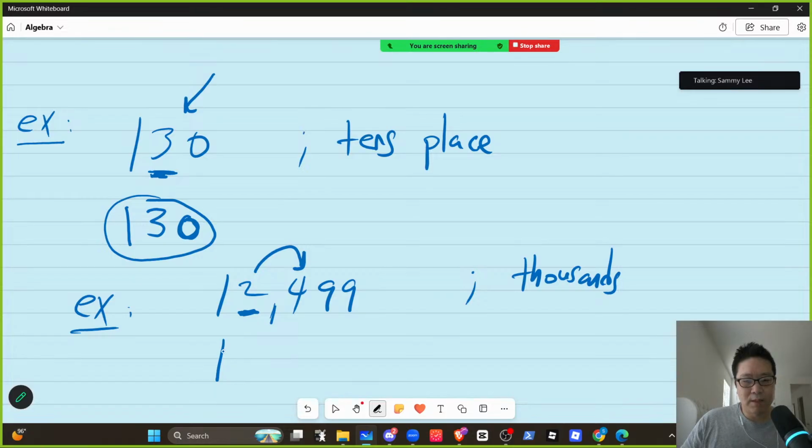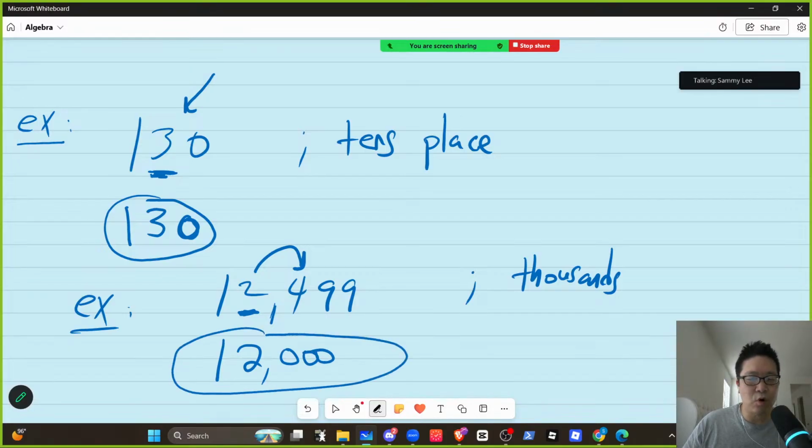So the 1 stays the same. What happens to the 2? Stays the same. What happens to all the numbers after it? They all turn to zeros. So 12,499 rounded to the thousands place is going to be rounded down to 12,000.